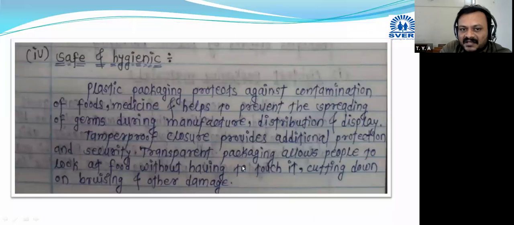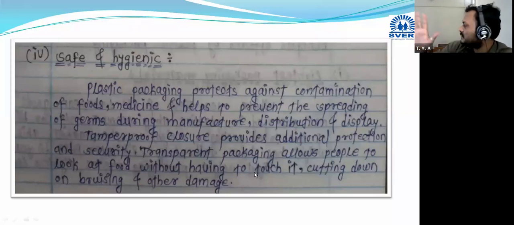And safe and hygienic, I have already explained this: plastic packaging protects foods and medicines against contamination. It helps to prevent the spreading of germs during manufacturing, distribution or display. Whichever plastic materials are there, they are tamper proof, which means the packaging cannot be disturbed. And plastic materials are transparent, which means whichever product is inside the box, you can see from outside. Some plastic materials are there.